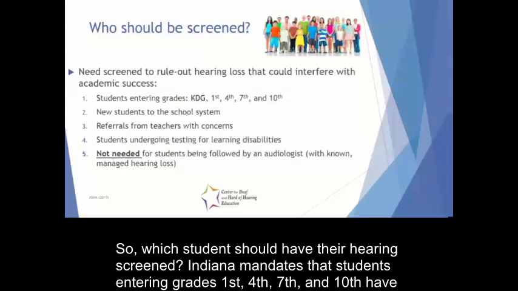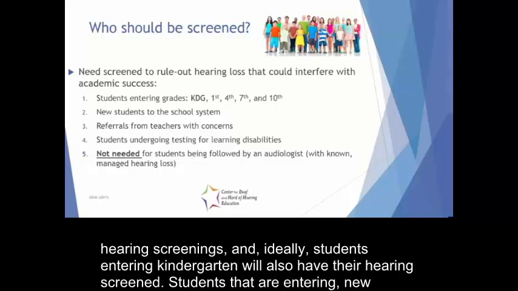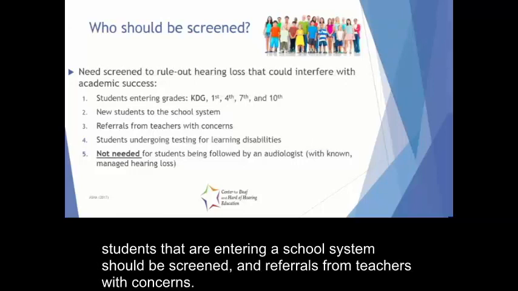Indiana mandates that students entering grades 1st, 4th, 7th, and 10th have hearing screenings. And ideally, students entering kindergarten will also have their hearing screened. New students entering a school system should be screened, as well as referrals from teachers with concerns.